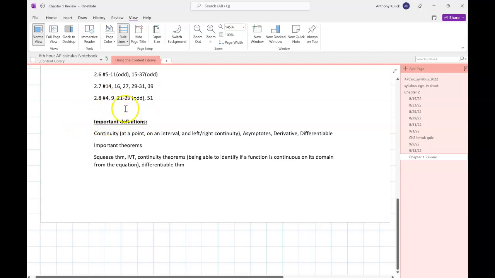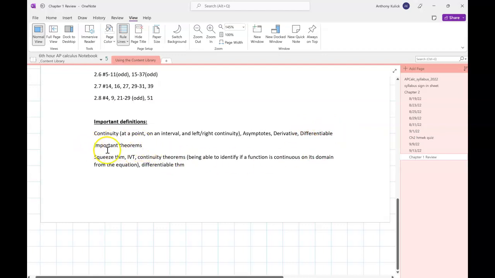And then there's some important definitions and theorems that you'd want to make sure that you really know and understand, because they'll be part of instructions and things you'll have to use on the test. So definitions: continuity. So not only continuity at a point, but on an interval, and then left and right continuity, making sure that we understand what those things are and how to show that something is one of those. Asymptotes, so the limit definitions for a vertical or horizontal asymptote. The definition for a derivative. And then differentiable.